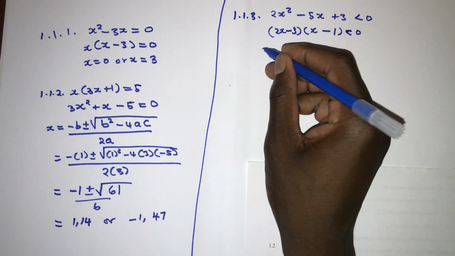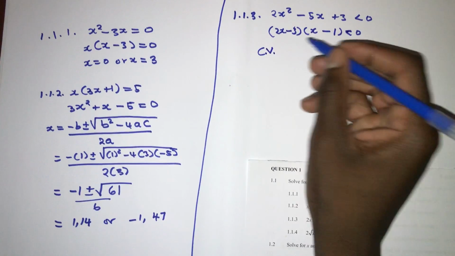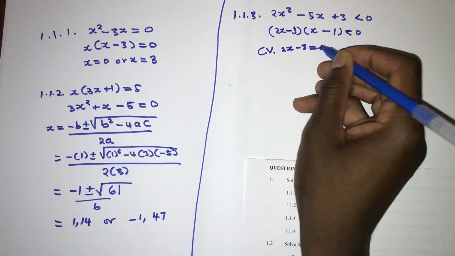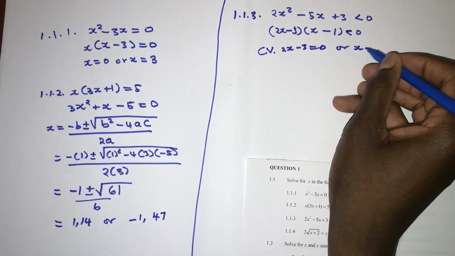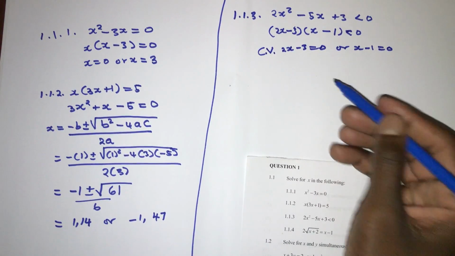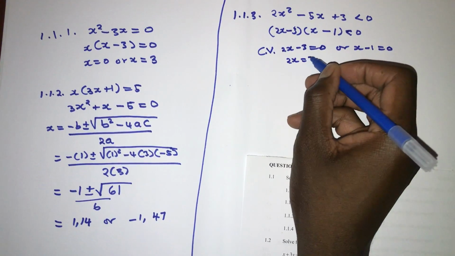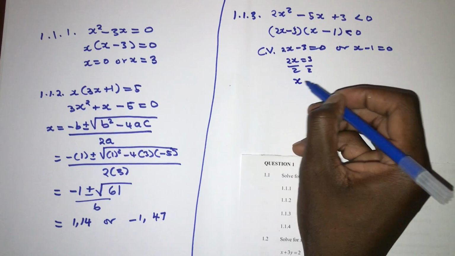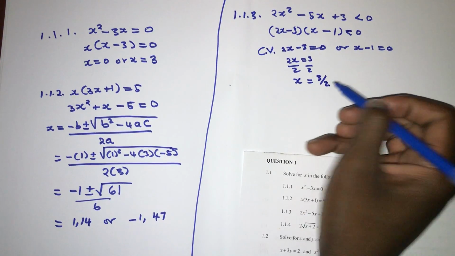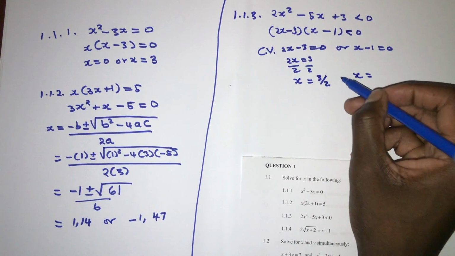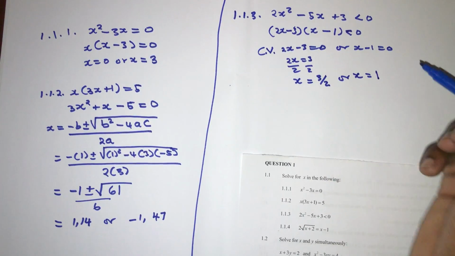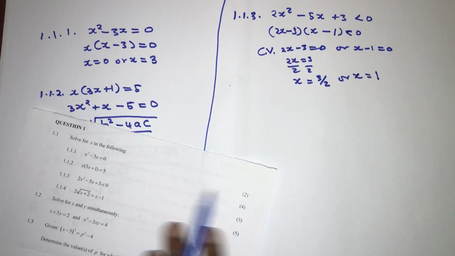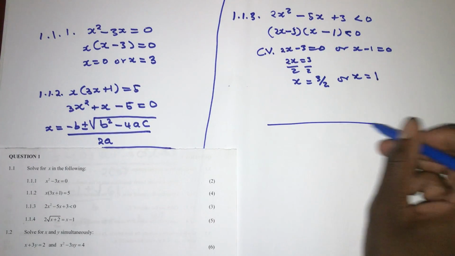So from here, the critical values: we have 2x minus 3 is equal to 0, or x minus 1 is equal to 0. So 2x is equal to 3, then divide by 2, x is equal to 3 over 2. And then for this one, take the negative 1 to the other side, then x is equal to 1. So now we'll go straight to the number line.